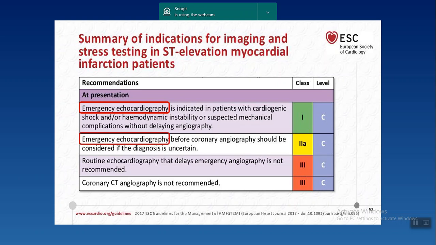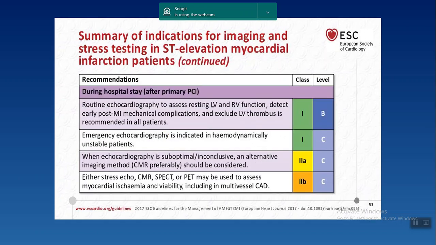When the diagnosis is uncertain, emergent echocardiography can be helpful, searching for new regional wall motion abnormalities. However, it's not recommended to do routine echocardiography that may delay the emergency angiography. After primary PCI and during hospital stay, it's recommended to do routine echocardiography to assess the left ventricular and right ventricular function, to detect any early post-myocardial infarction mechanical complication, and to exclude left ventricular thrombus.